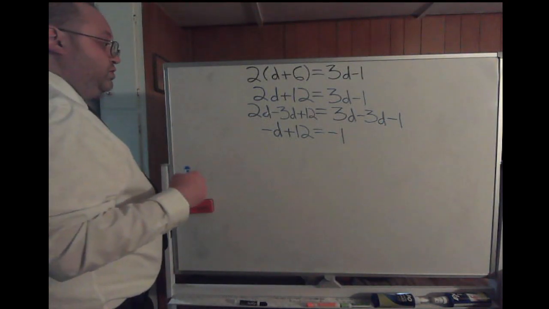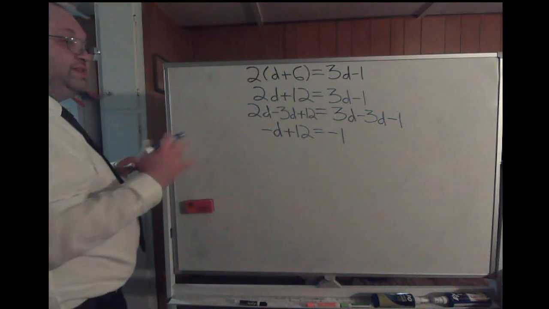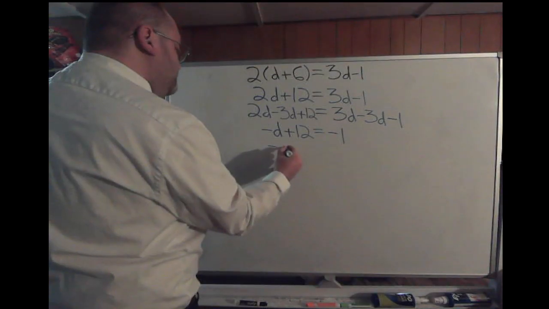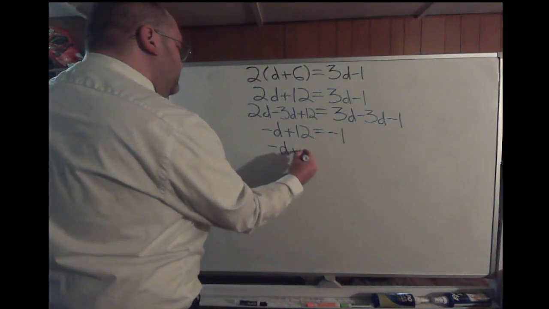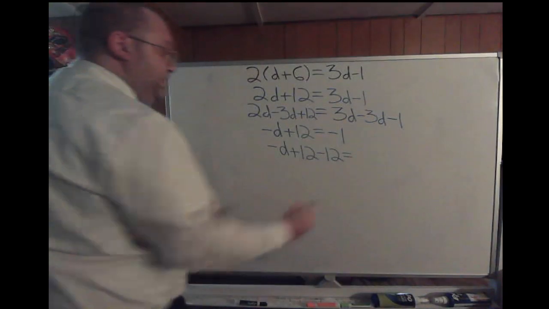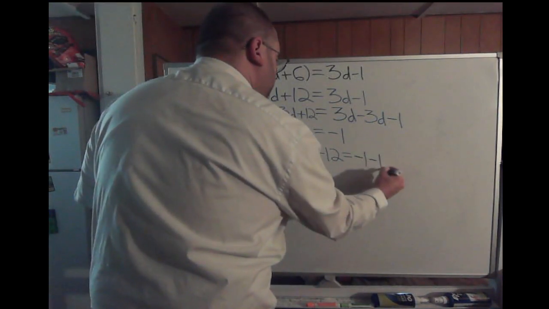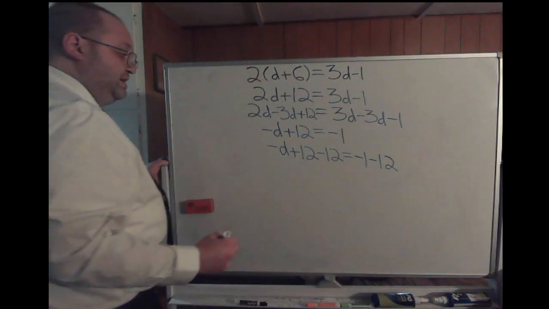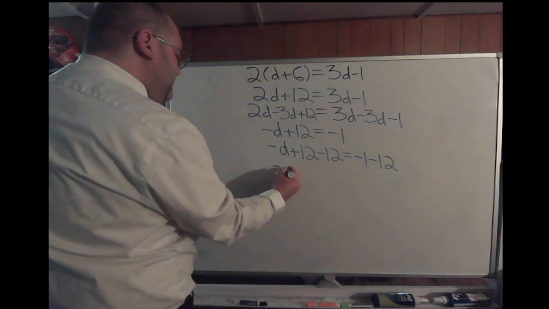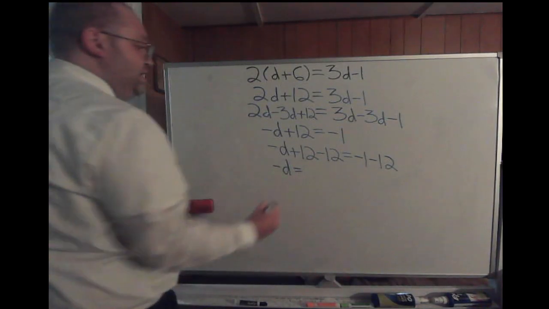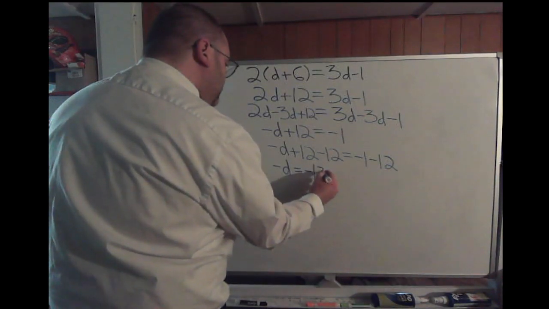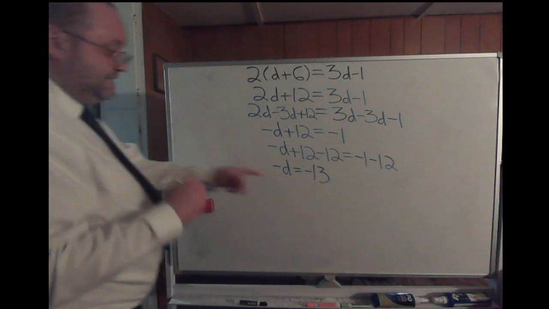Well, we got the variable on the left-hand side. We've achieved one goal. We want to get the variable by itself now. We want to get that negative d by itself. We have plus 12. We need to do minus 12. So you'll have negative d plus 12 minus 12. You'll set that equal to negative 1 minus 12, because what you do to one side, you got to do to the other. Well, on the left side, 12 minus 12 is 0. You now have negative d by itself. You'll set that equal to negative 1 minus 12. That's negative 13.